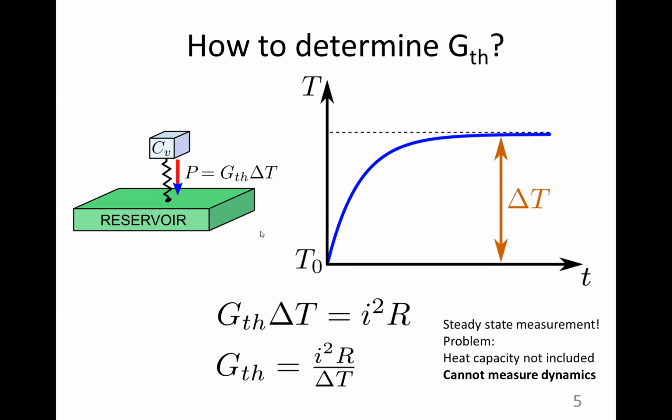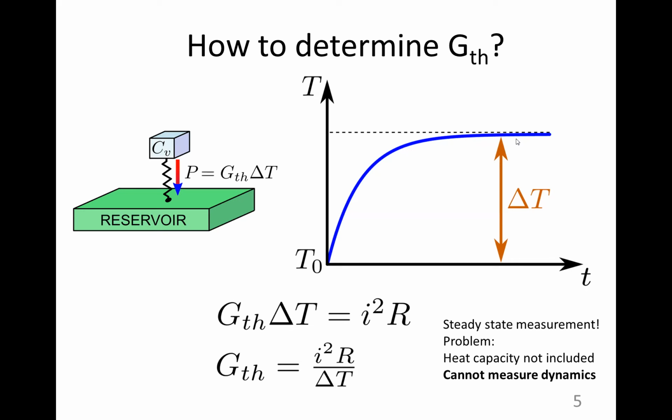So this is a standard steady state measurement, and this kind of measurement has been done for a very long time. But the problem with this is the fact that it does not include heat capacity at all. I mean, it influences how fast we will obtain the steady state, but other than that, heat capacity is not included.